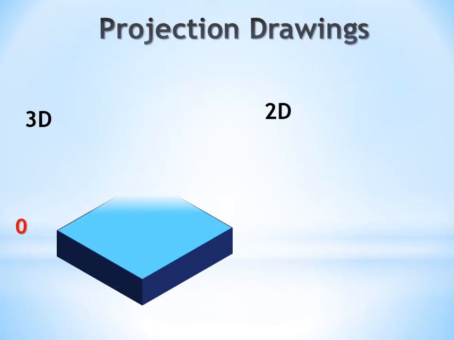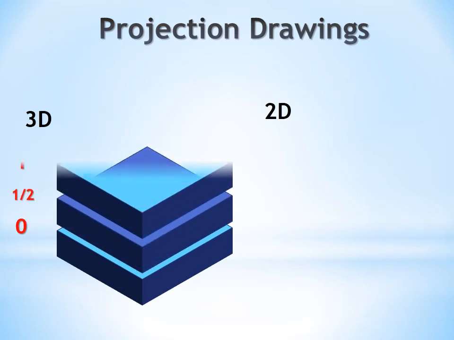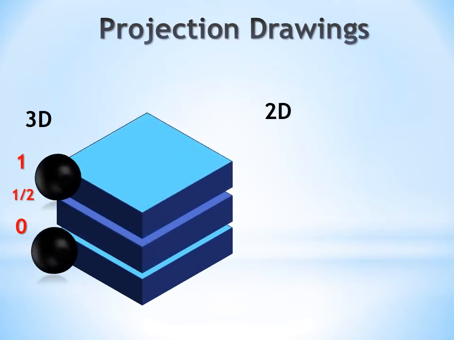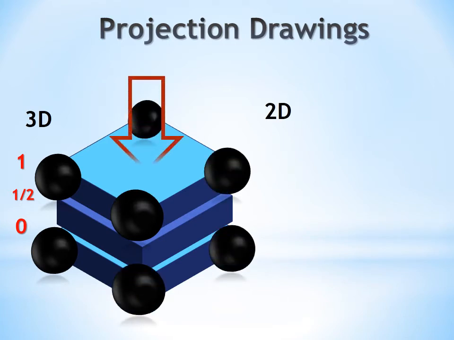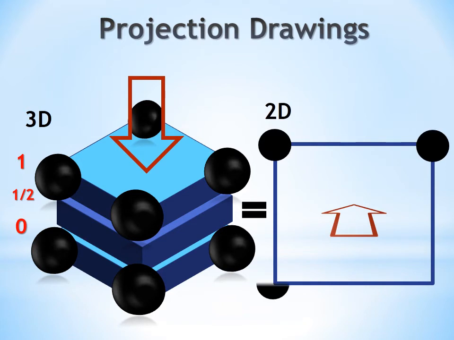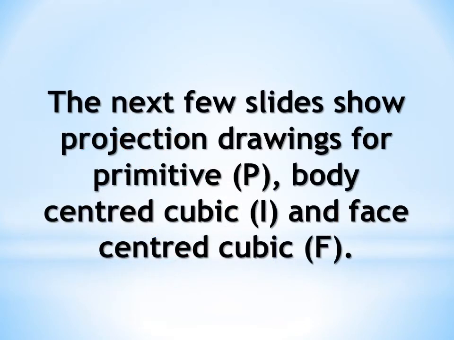To then form this 3D structure into a 2D projection, we look as though we are looking down on the 3D structure from above. We can then form a square and then show the 3D structure in a 2D form. So we put each of the atoms onto the corners of the cell for a primitive unit cell, and then we label it with a number 0, 1 to show the different levels that the atoms were on. The next few slides shall show projection drawings for primitive, body-centered cubic and face-centered cubic.